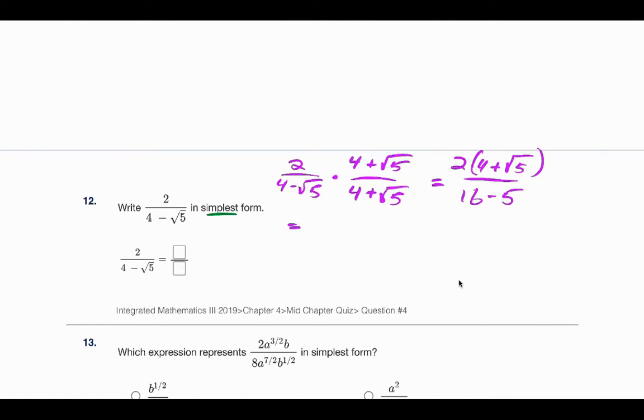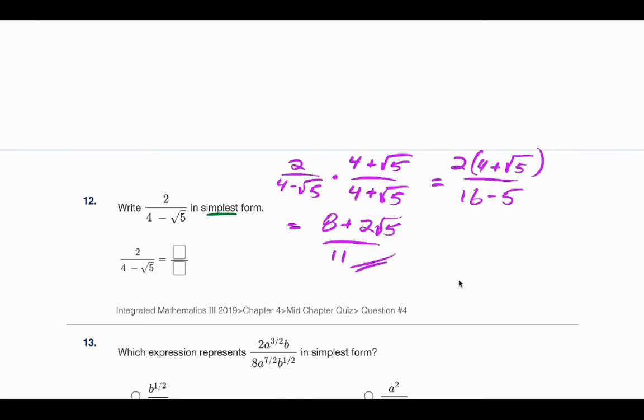In the other problem, the bottom simplified so that we could use it. But on this one, the 2 and the 11 aren't going to cancel. If you could reduce a fraction there, you would definitely reduce it, but in this case, we can't even do that. So we're just going to distribute that 2 through the parentheses. We're going to take 2 times 4, and 2 times the square root of 5. Remember, when I say 2 times the square root of 5, we're going to put the 2 in front of the radical. So 2 times 4 is 8, and 2 times the square root of 5.